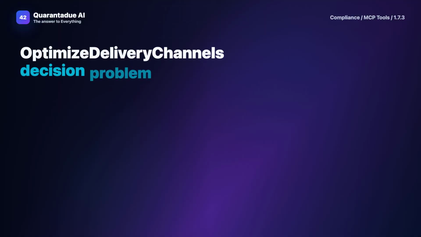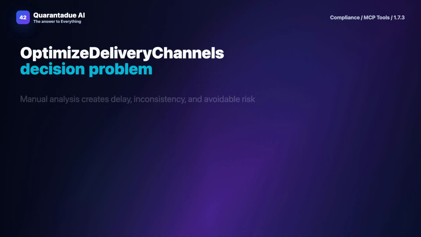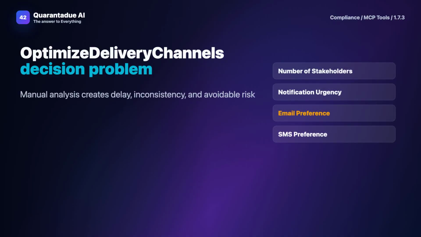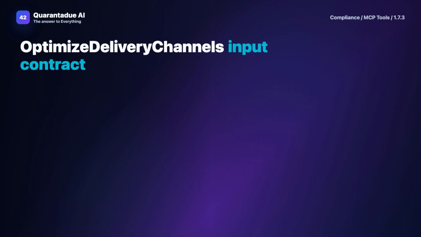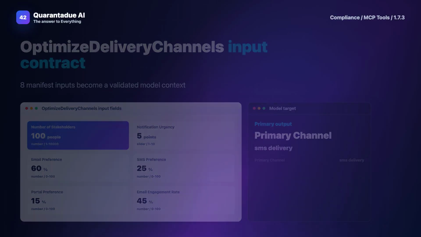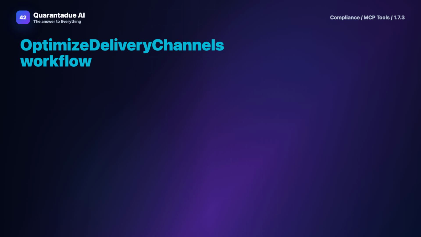Optimized delivery channels narrows that process into a repeatable model so teams can compare cases without rebuilding the logic each time. Optimized delivery channels starts with a defined input contract. Typical inputs include number of stakeholders, notification urgency, email preference, SMS preference, and portal preference. Keeping these fields explicit reduces ambiguity and makes every run easier to audit.